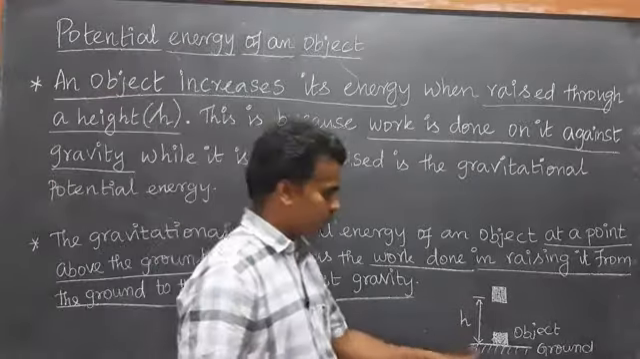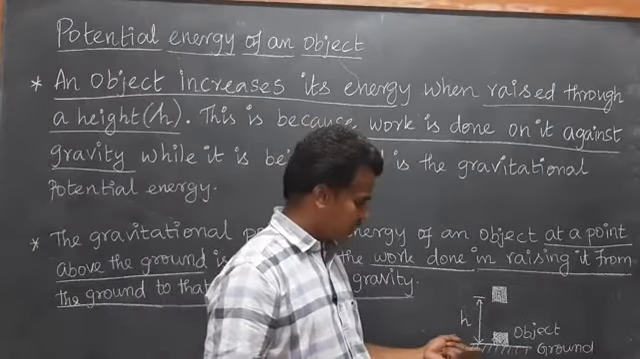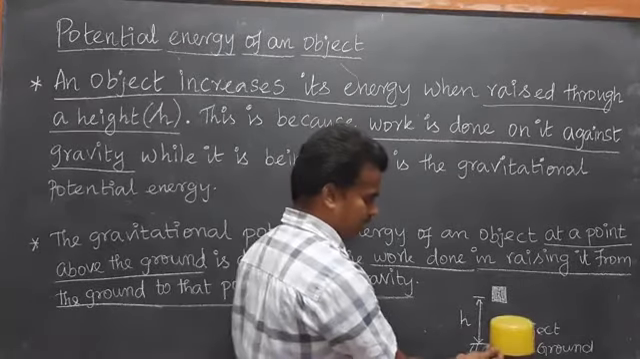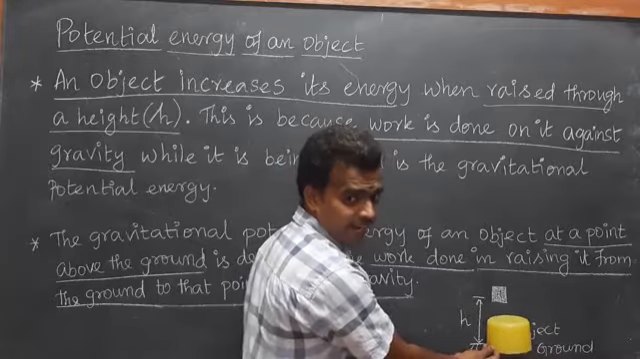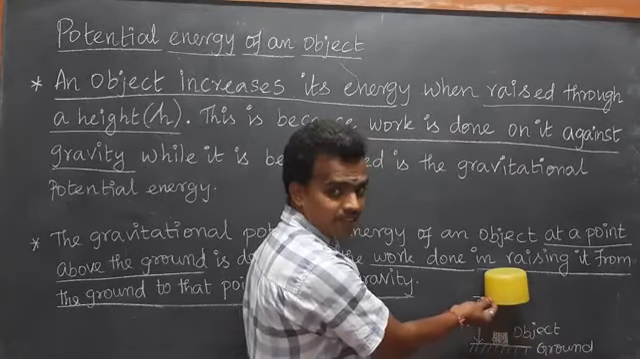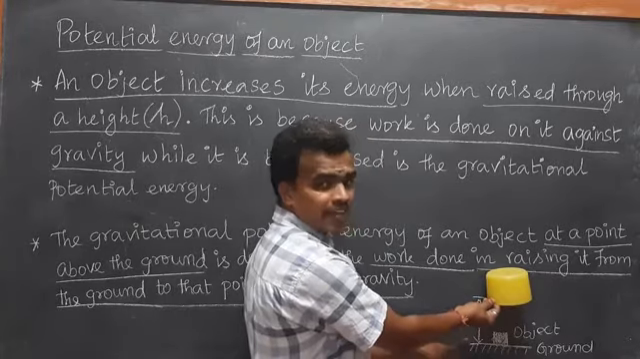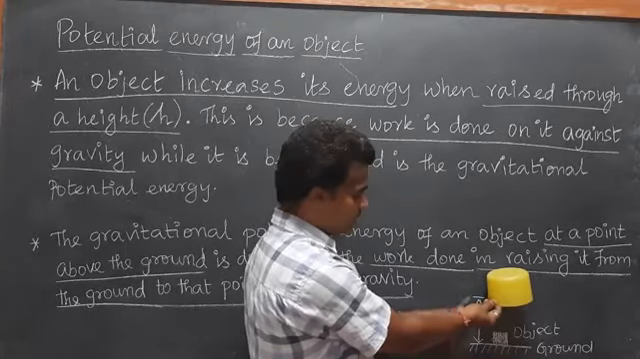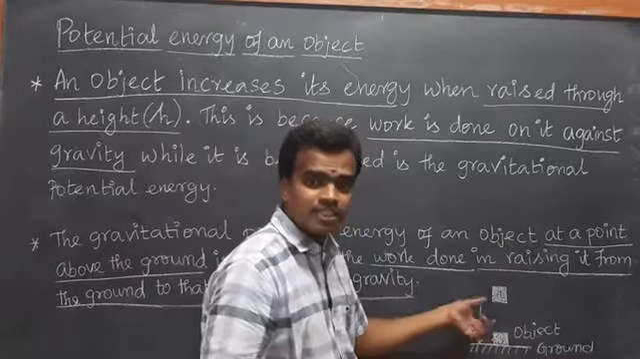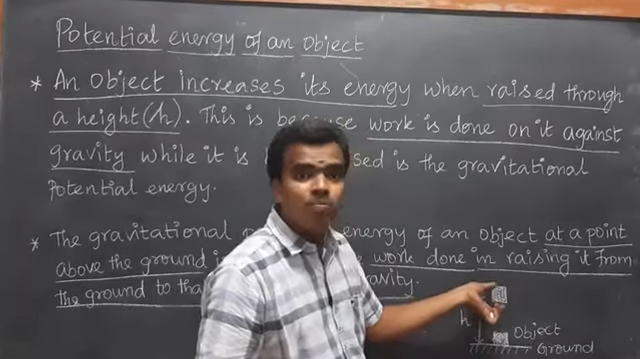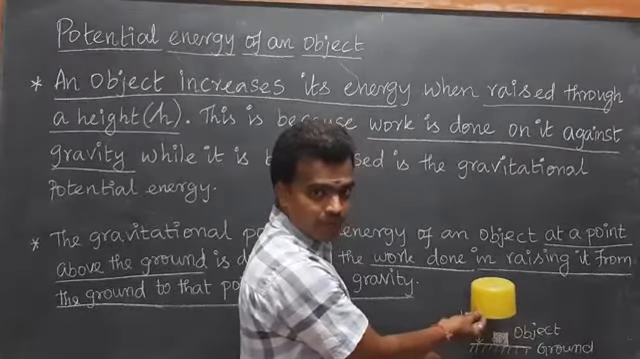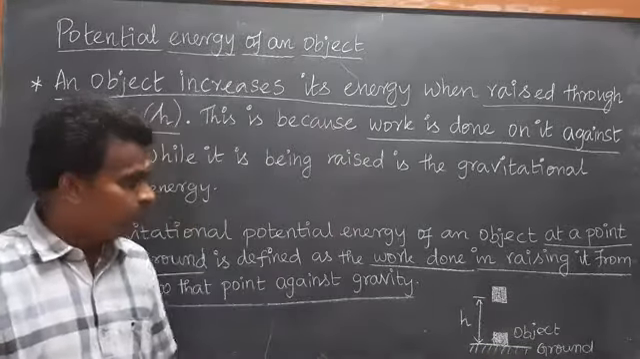So here I have drawn a diagram, right? This is the ground surface, and this one is the object. Instead of this position, I have placed this object here. Now I am lifting this object against gravity to this height. So this is the rising height. I have moved this object from this place to this place, and this object has potential energy which increases when the height increases, right? That's what we have defined.